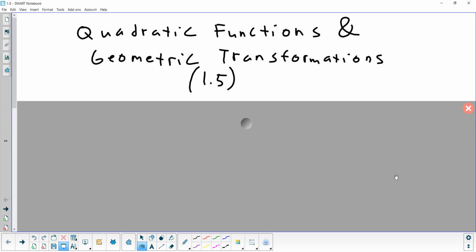Cubic functions, square root functions, trig functions. Right? There are certain rules that we follow if you want to take a function and shift it up or down, or left or right. So we're going to start to see some of those patterns today.